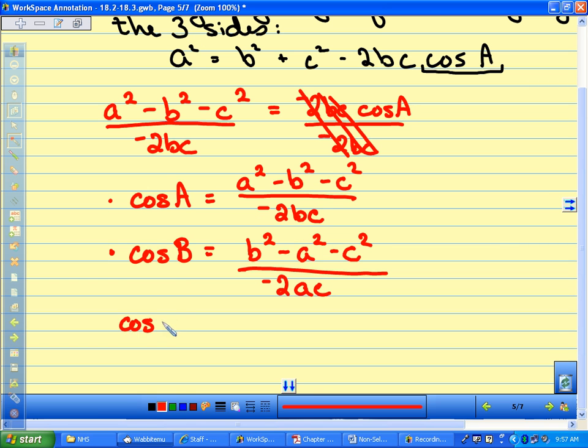Or that cosine C would be equal to c squared minus a squared minus b squared divided by negative 2ab. Folks, it is still the law of cosines. We've just solved it for a different variable. Okay. So, folks, this will give us cosine A. How will we actually find the angle then?